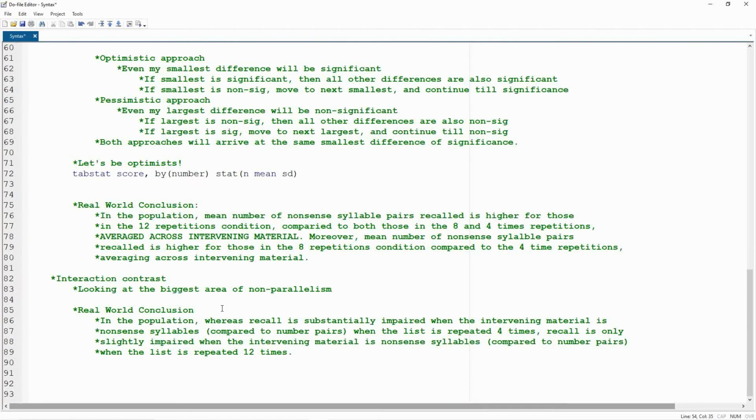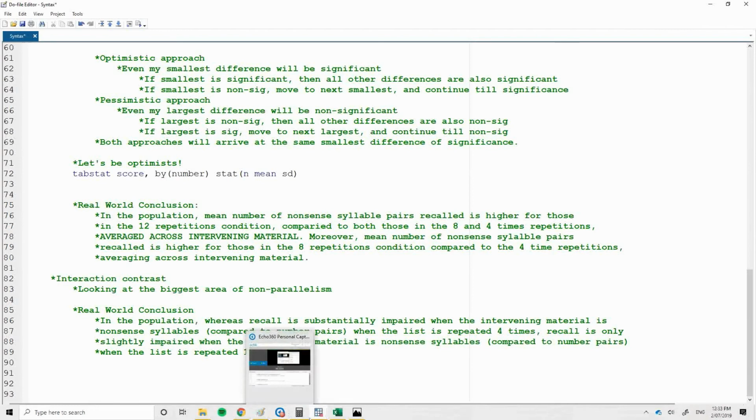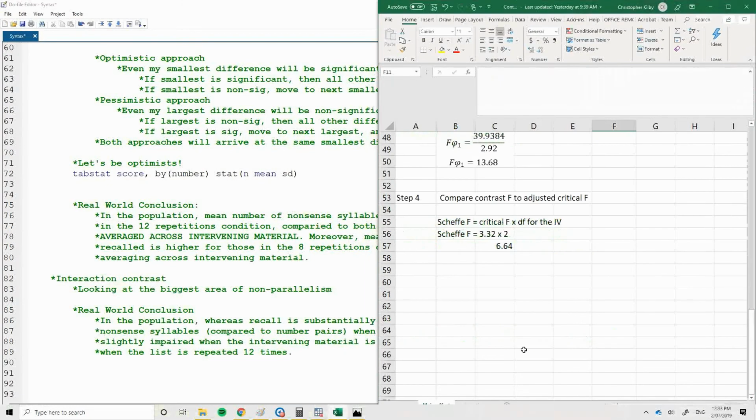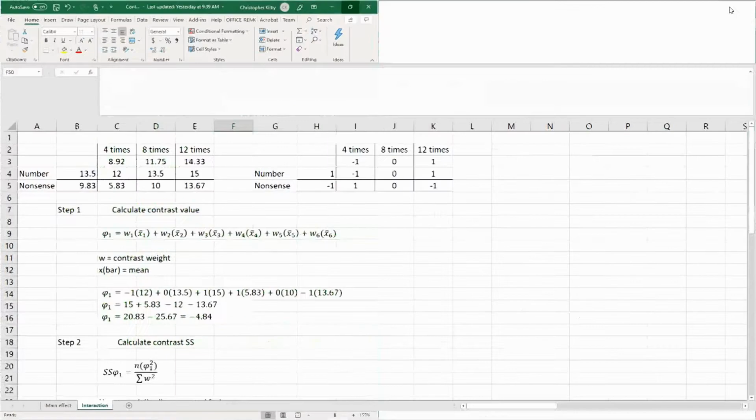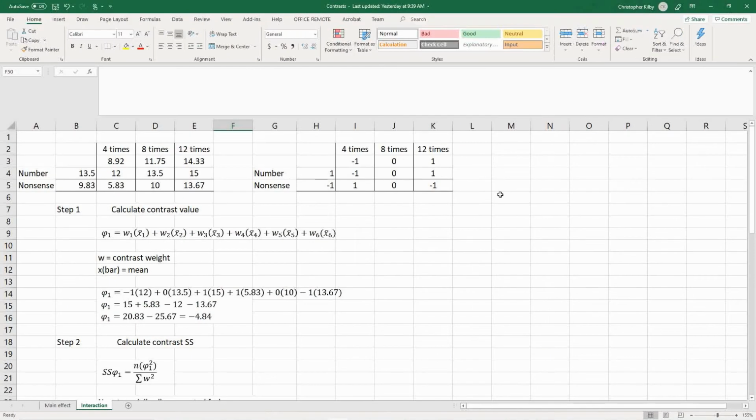Again, we're going to do this by hand. You don't have to; you can do it through Stata. My recommendation, particularly for this tutorial, is to do it by hand. It gets a little bit complicated setting up the contrast, but once you set it up, it's actually easier to run than the main effects.